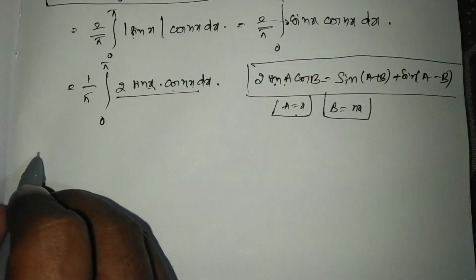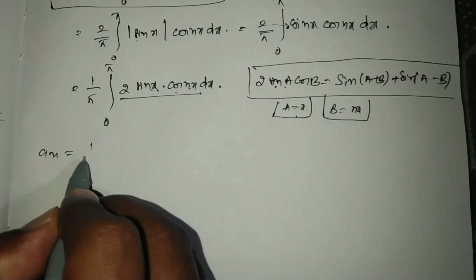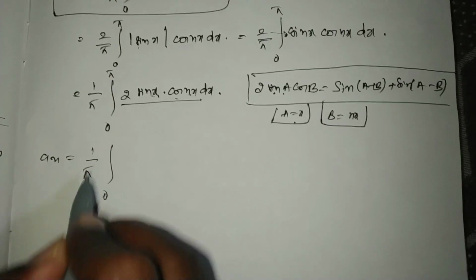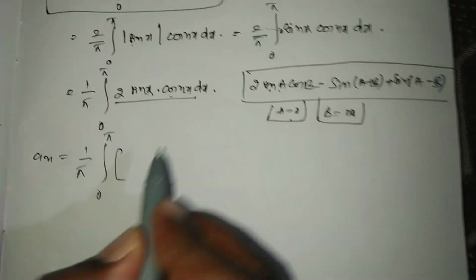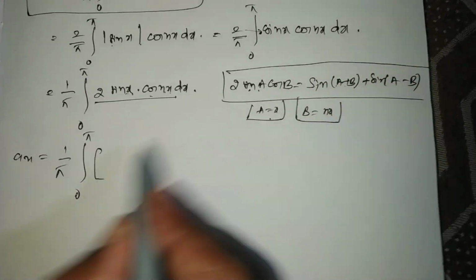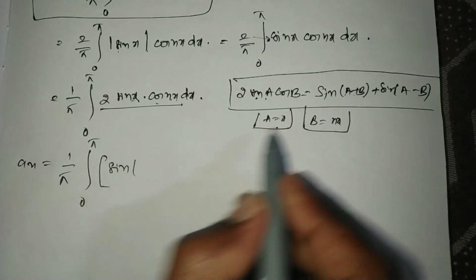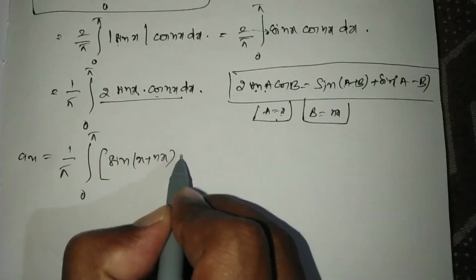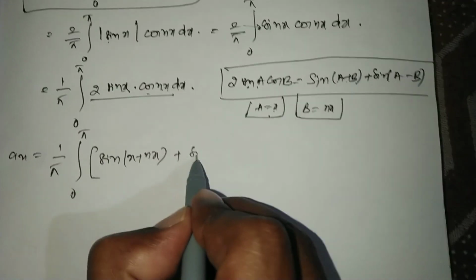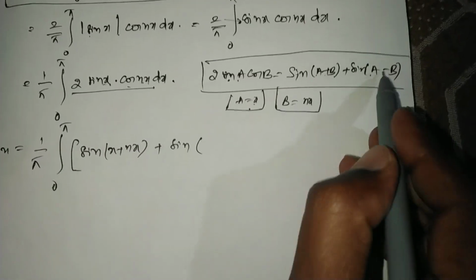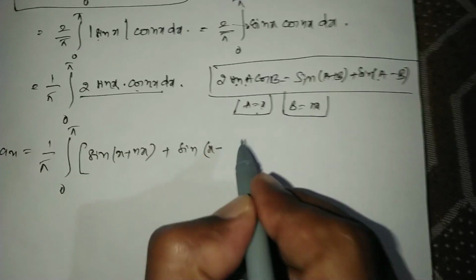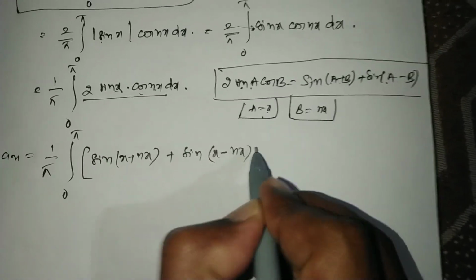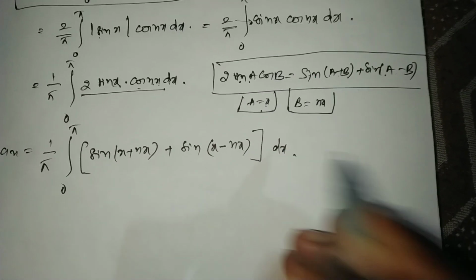That is equal to an is equal to 1 by pi times integral 0 to pi whole into sin of A plus B, sin of A is equal to x plus B value is nx, plus sin of A minus B, A is equal to x minus nx, whole into dx.